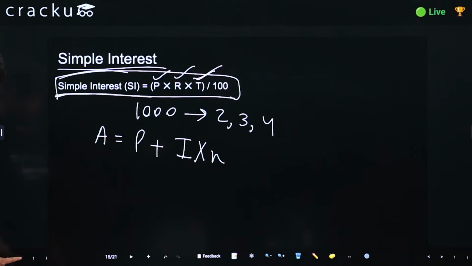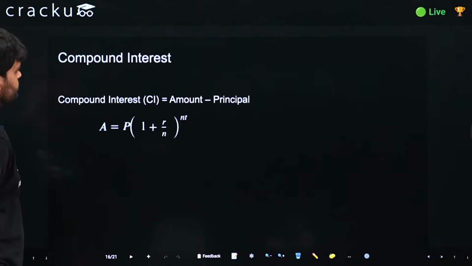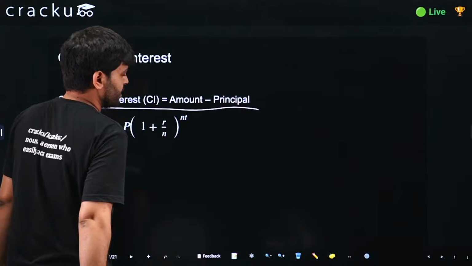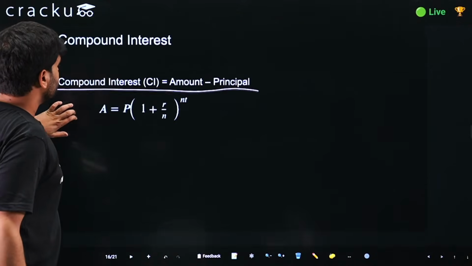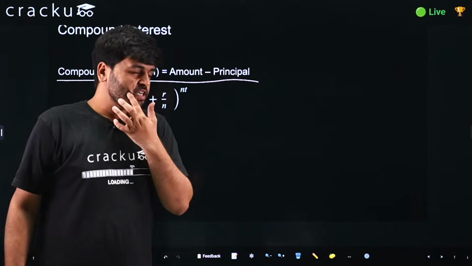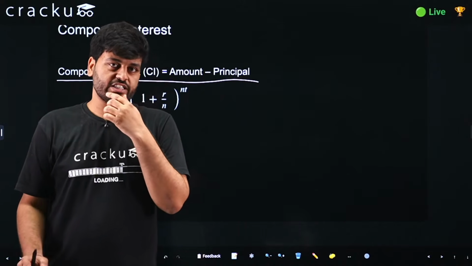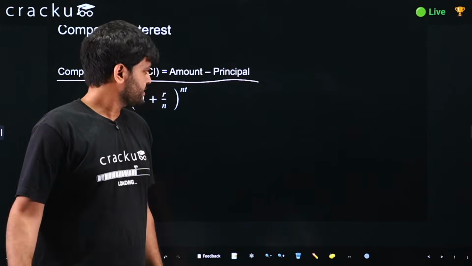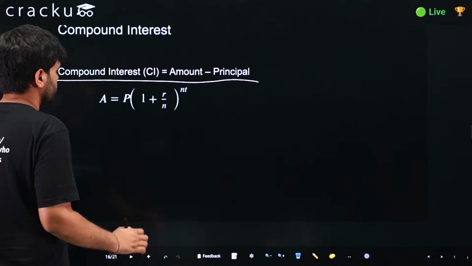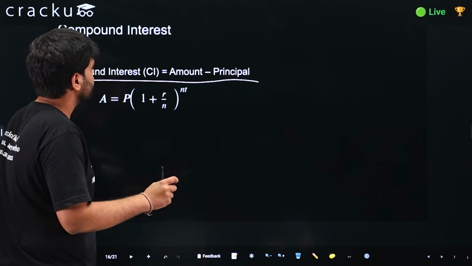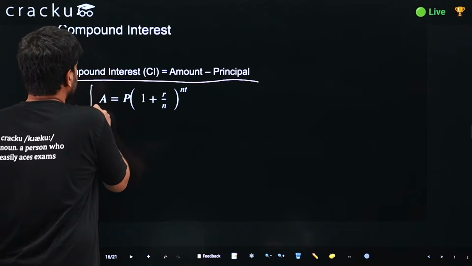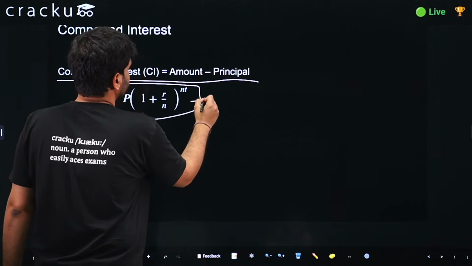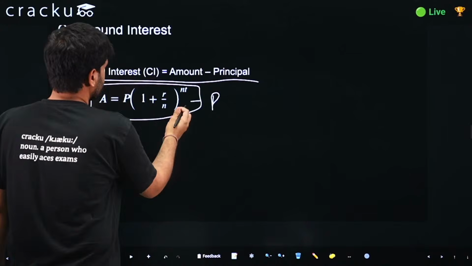Let us move to compound interest now. So compound interest is amount minus principal. For this, compound interest is not constant for each time duration. It varies as the time progresses. So this is the primary difference between simple interest and compound interest. The formula for amount is given, and if you subtract principal P from it, you would get the compound interest.